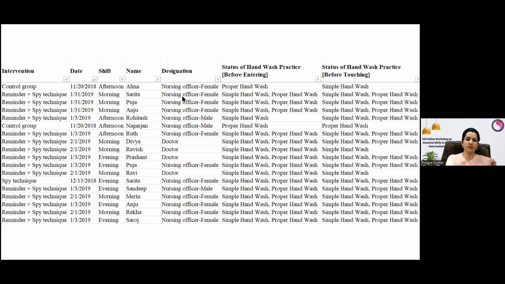Let's come to this variable, designation. So nursing officer and female, both in one column. Doctor and female, nursing officer and male. So designation should be designation and gender. Designation should have been like nursing officer or doctor, and then gender should be like male or female.